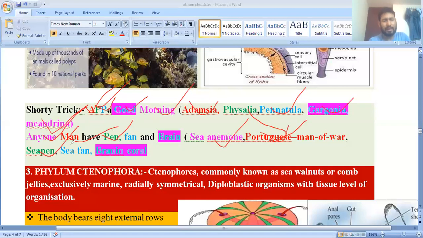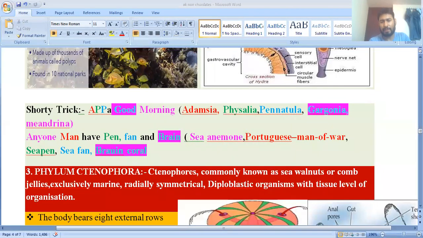Then Gorgonia, that means fan, sea fan. Gorgonia is also known as the sea fan. Then brain coral, that is Meandrina. Brain coral, Meandrina. So this is the trick by which you can learn sharply, and I think you are getting a very good way. And now I am going to discuss the next phylum.